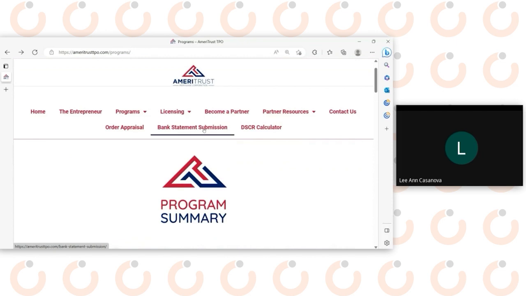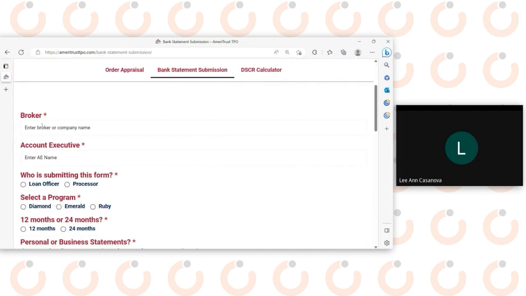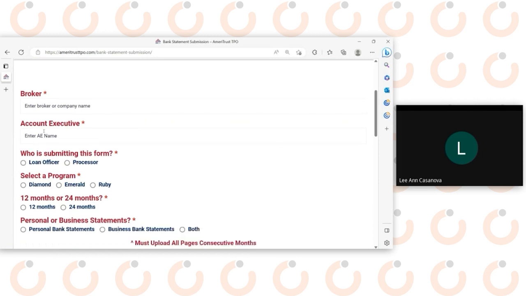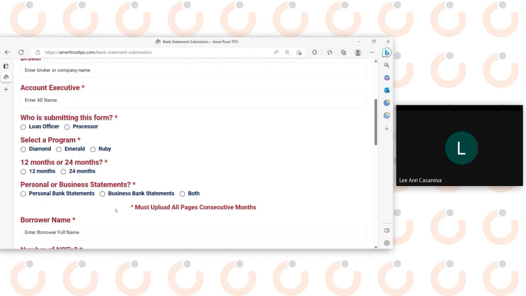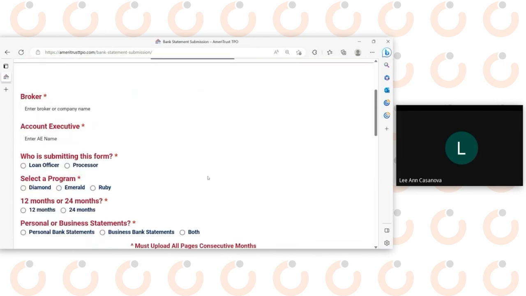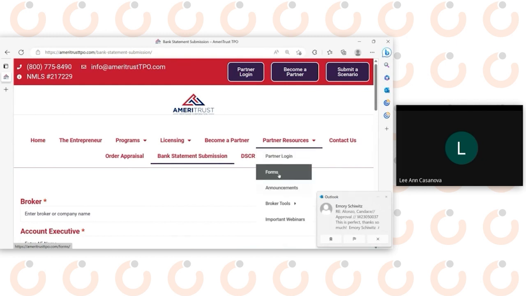As I was saying earlier, the bank statement submission is right here. If you want to get your bank statements reviewed before you submit that file, you feel free. You can upload right here. You put your information in here. You upload them at the bottom, and within 24 hours, you'll receive them back with the information you need to use to qualify your said borrower. So that's there. All our forms are on our website under partner resources.